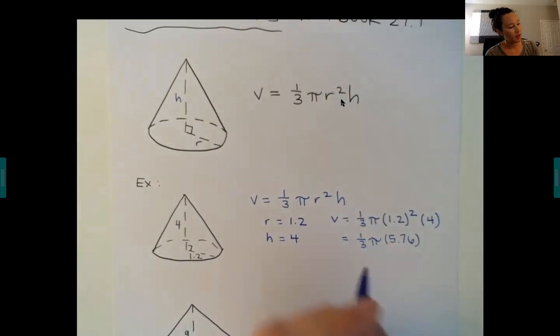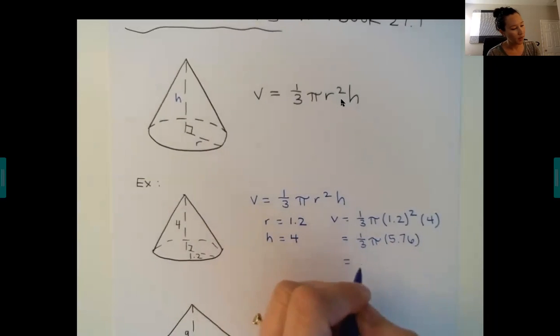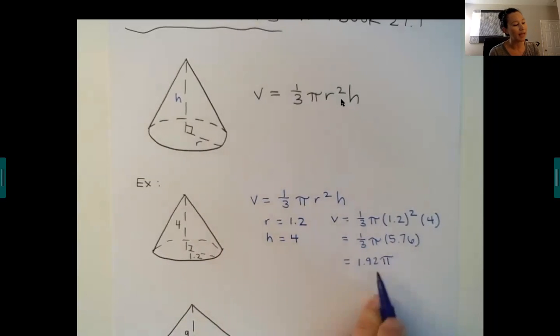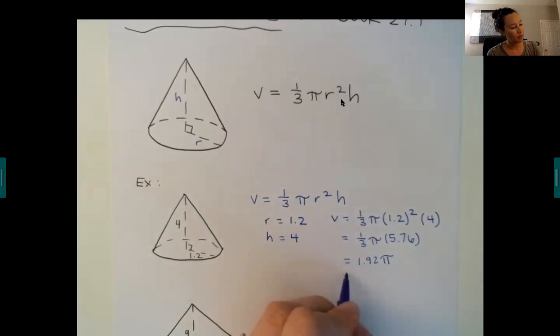And then we would see that we get 1.92 pi, which would be the exact measurement. If we want to give an estimate, we now multiply it by pi, which would be about 6.03.